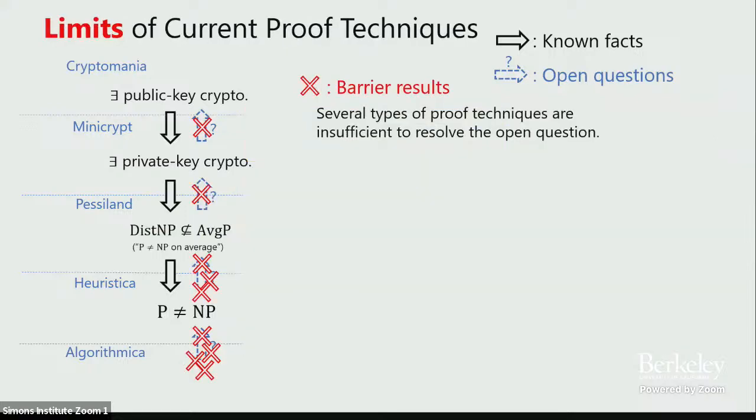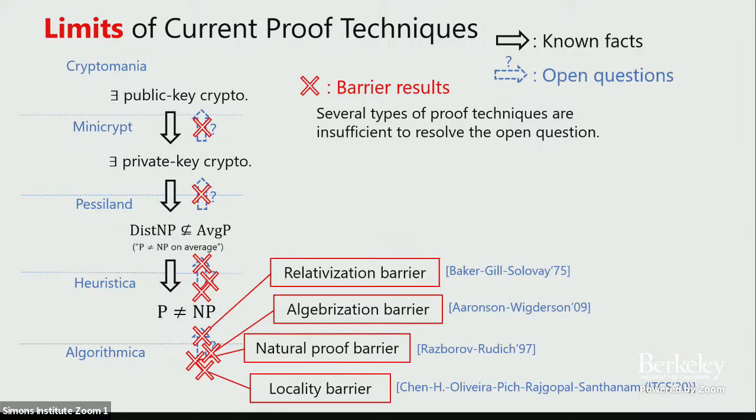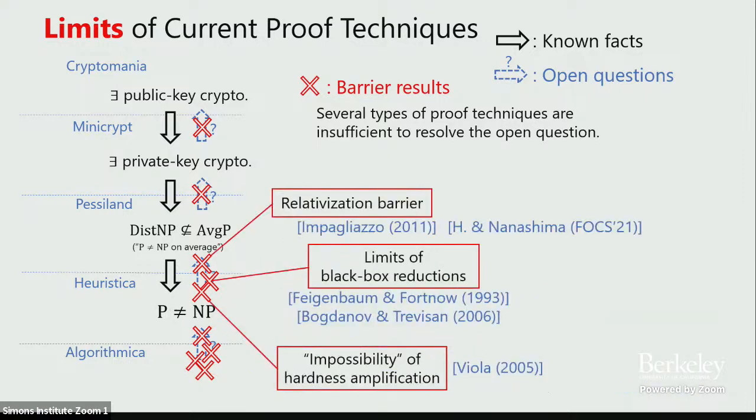But currently, there are many negative results, meaning that we need to develop new proof techniques. Namely, for example, in order to prove P versus NP, there are many barriers. So we need to develop proof techniques that overcome these barrier results. Similarly, in order to eliminate Heuristica, we need to develop proof techniques that are not subject to the relativization barrier, the limits of black-box reduction, and the impossibility of hardness amplification. So we need to develop proof techniques that overcome these barriers.